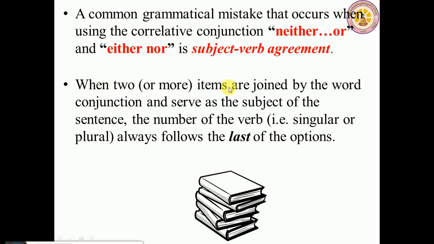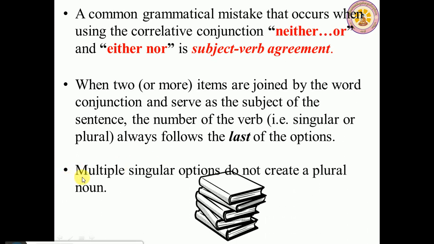Okay, when two or more items are joined by a conjunction and serve as the subject of the sentence, the number of the verb, singular or plural, always follows the last option. So remember, the verb agrees with the last subject. Multiple singular options do not create a plural noun. So although there are two or three singular subjects together, it does not make a plural subject.